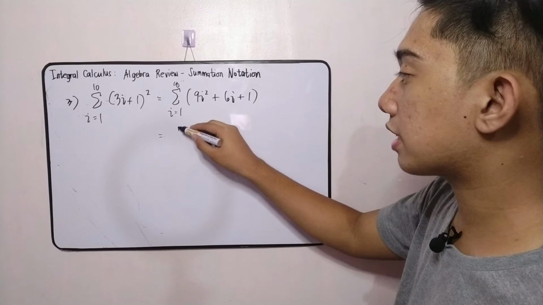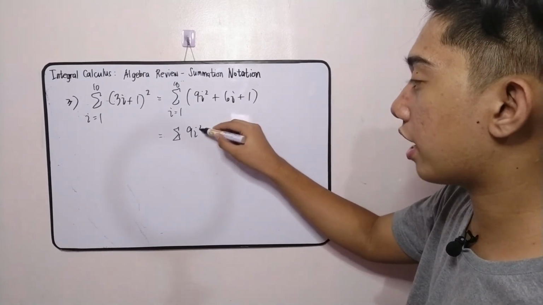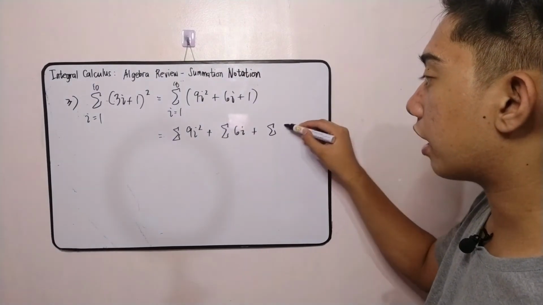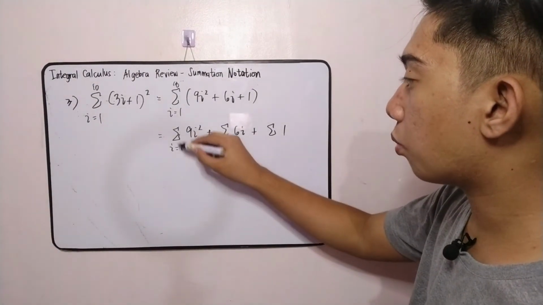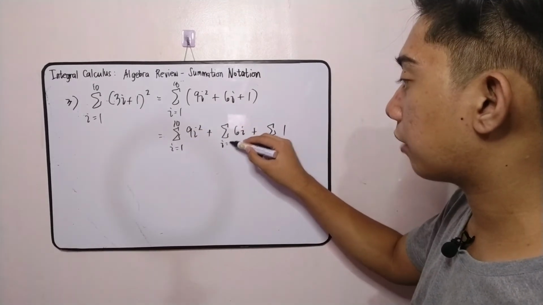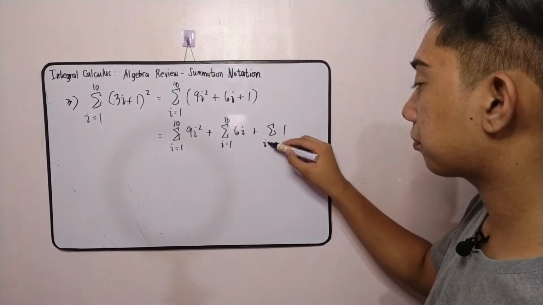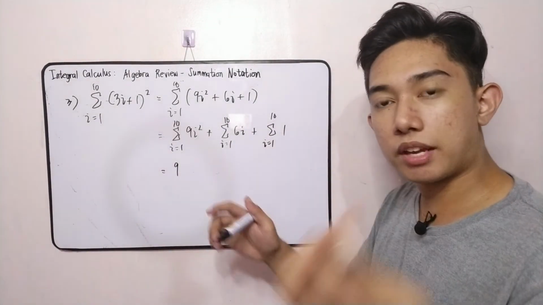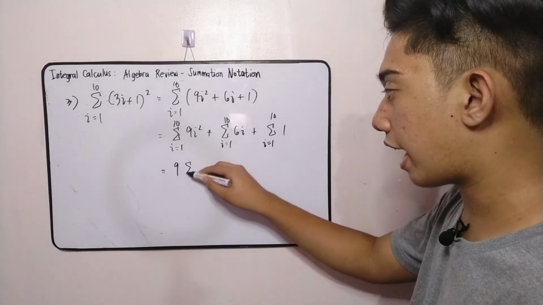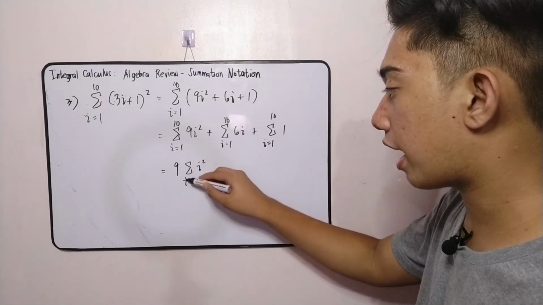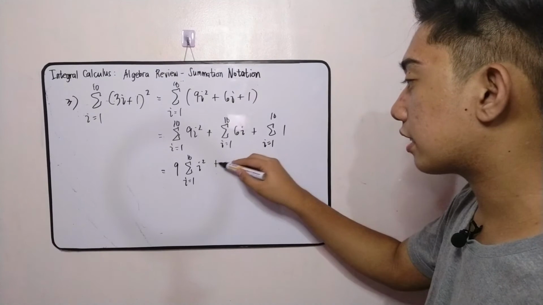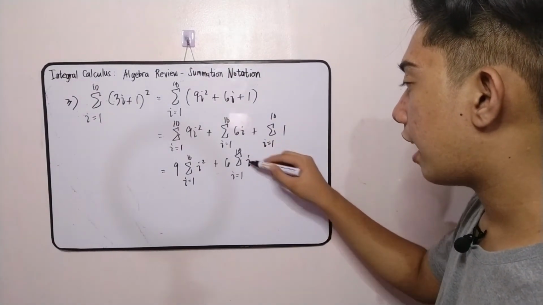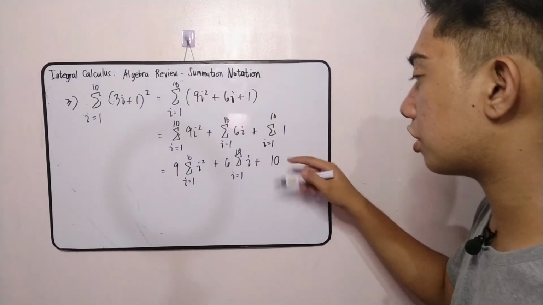Then we distribute the sigma sign. This becomes the summation of 9i squared plus the summation of 6i and the summation of 1 from i equals 1 to 10. All of them are included. Okay? Next is, again, we just follow what we have discussed earlier. So this becomes 9 times the summation of i squared from i equals 1 to 10, plus 6 times the summation of i from i equals 1 to 10. And this one is 10 times 1. So this is just 10.